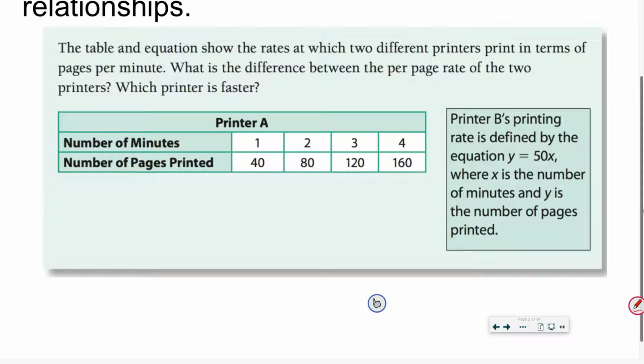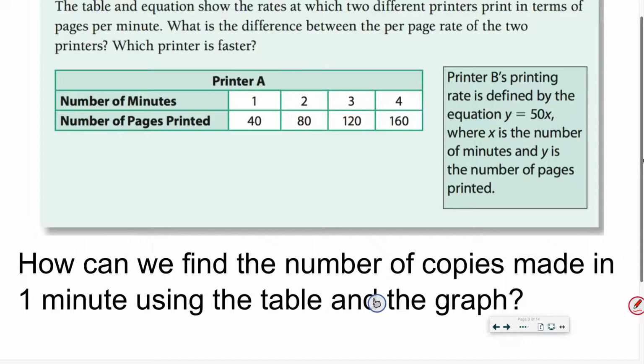So here we have two printers. Printer A, we have this table, and printer B, we have this equation, where x is the number of minutes and y is the number of pages printed. You'll see this a lot. One equation, one table, maybe a graph and an equation, maybe a graph and a table, to see if you can work seamlessly with all types of representations.